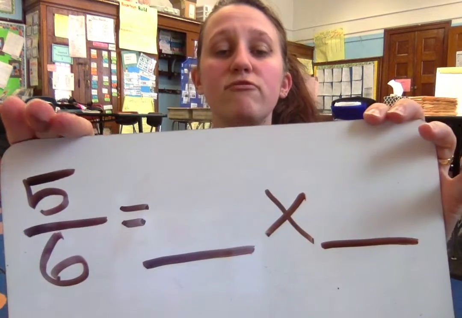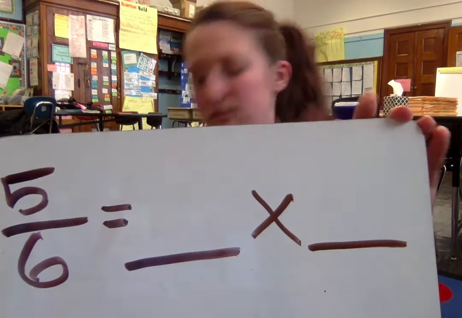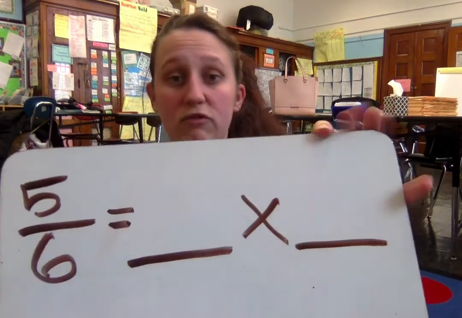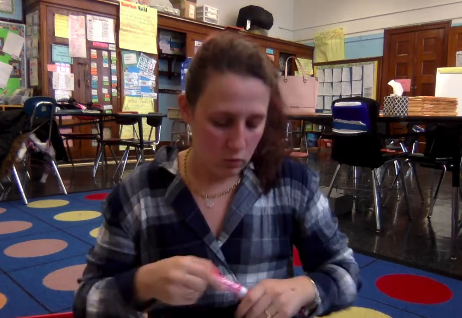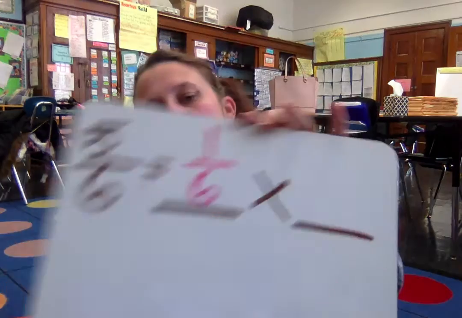5/6 is what we have. We know that we need a certain amount of bags and that there's a unit fraction. So my unit fraction we figured out really quick. We figured out that it was 1/6 because that's our unit. We have 6 total pieces and just 1 goes in each bag.